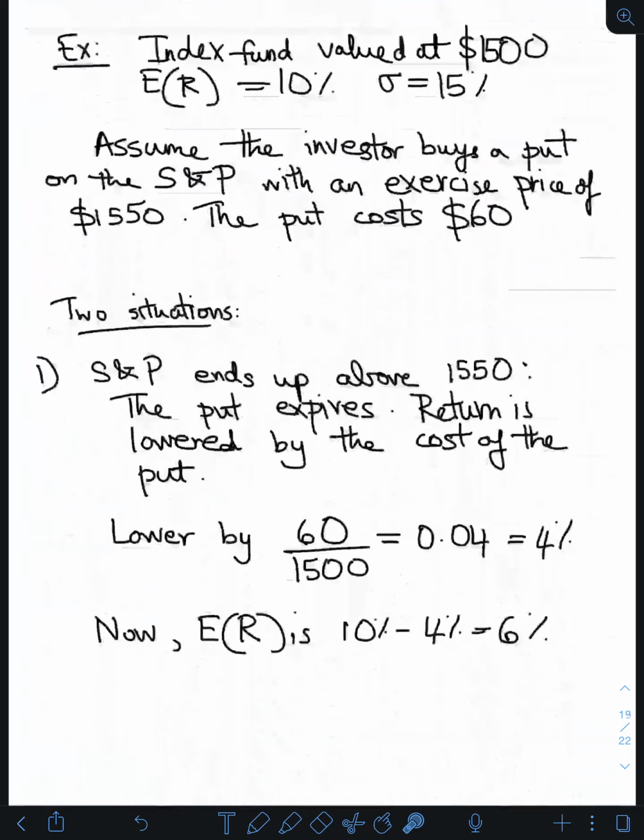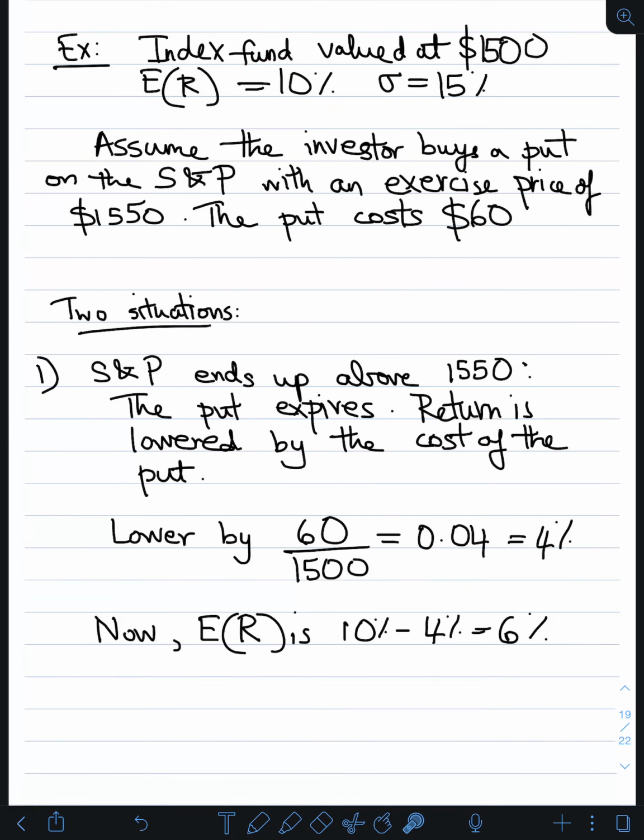So let's say there's an index fund that's valued at $1,500. That index fund has an expected return of 10% and a standard deviation of 15%. Now, assume that the investor buys a put on that S&P with an exercise price of $1,550, and the put costs $60. Now, let's look at these two situations that could happen. Once you've bought the put, everything is going along. The S&P could do two things. The S&P could go up or the S&P could go down.